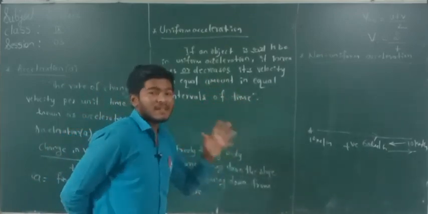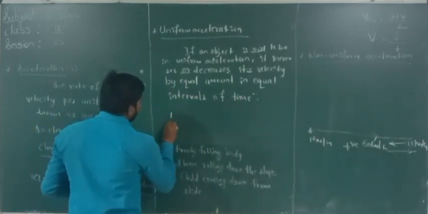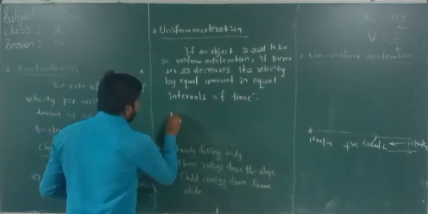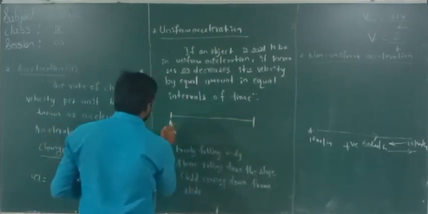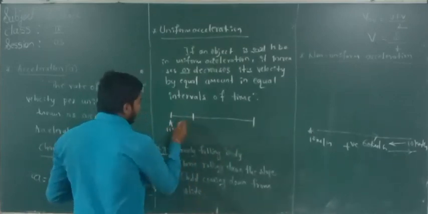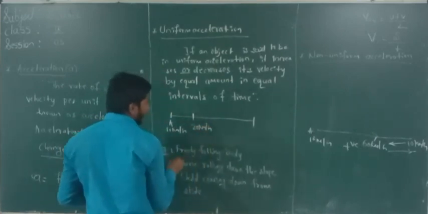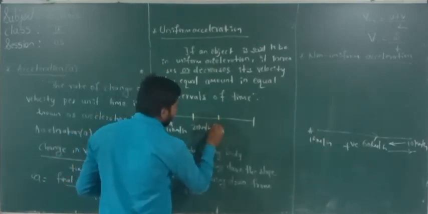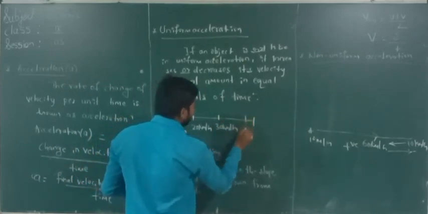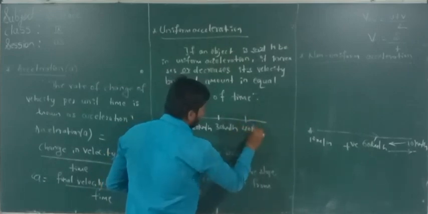So what it means, I am considering one example here. A bus, or any vehicle, I am considering one object here. An object moves with 10 km per hour. After 10 seconds, it attains the velocity of 20 km per hour. After 10 seconds, it attains 30 km per hour. Then again after 10 seconds, it attains the velocity of 40 km per hour.